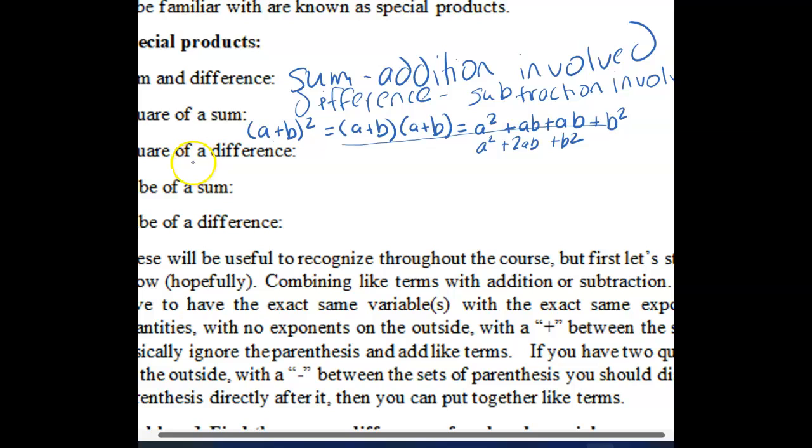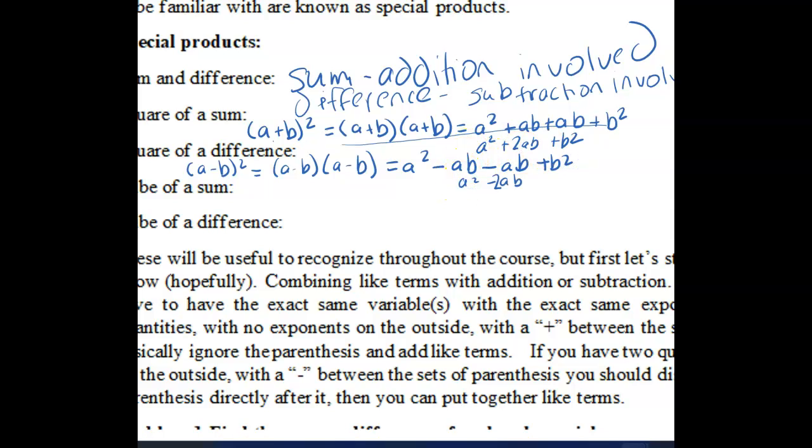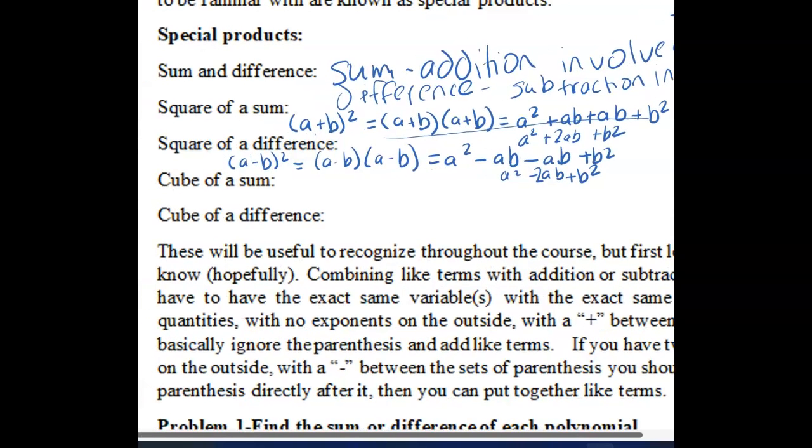Alright, I've got something that looks like a minus b squared is equal to a minus b times another quantity of a minus b, which is going to be equal to a squared, now minus ab, now minus another ab or ba, now plus b squared. Combine your like terms, you should get a squared minus 2ab plus b squared. And like that, we're done. Alright, so those ones are the ones that we've seen.